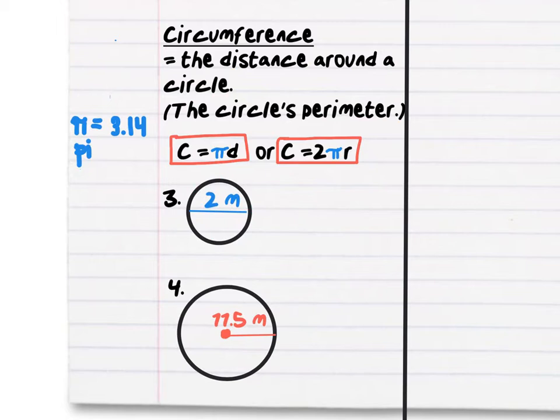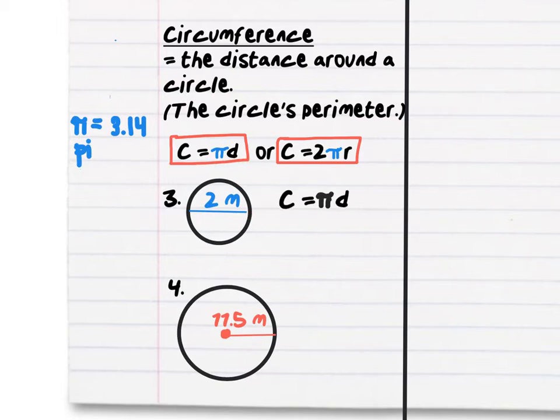So when I'm asking for you to find the circumference, you're going to use one of these two formulas. And if you know the diameter, then you can use this formula for the circumference. If you know the radius, then you use this formula. So looking at problem 3. On problem 3, we're given the distance all the way across, which is known as the diameter. So we're going to use this formula here.